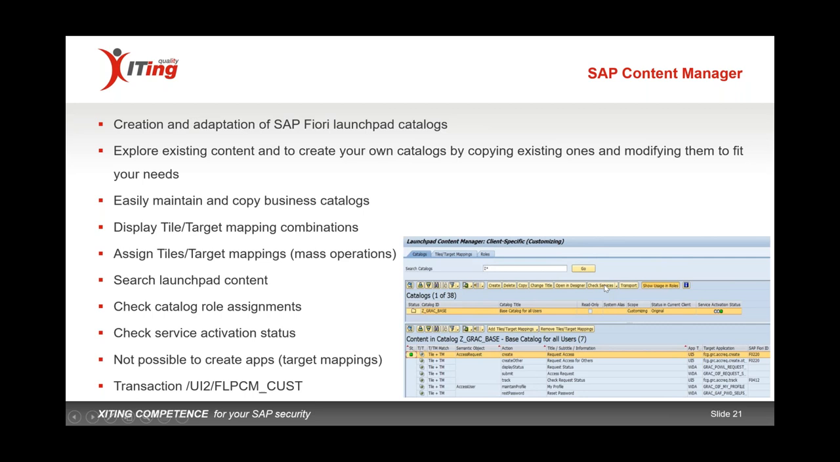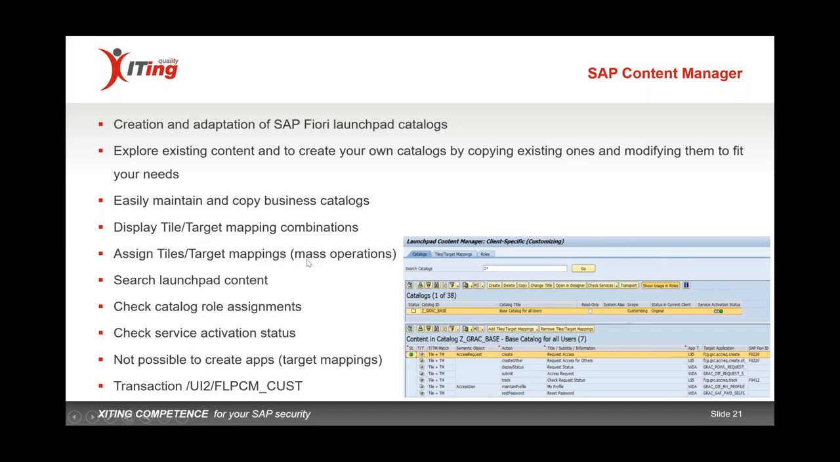For example, there's a check. If I have a catalog that has 80 different apps, I must check whether all the services behind those apps are activated. Like I just said before, they need to be activated. They're not activated by default, so it needs to be done. If I missed some or didn't do a proper activation with the content manager, I can run certain checks and make sure everything is activated.